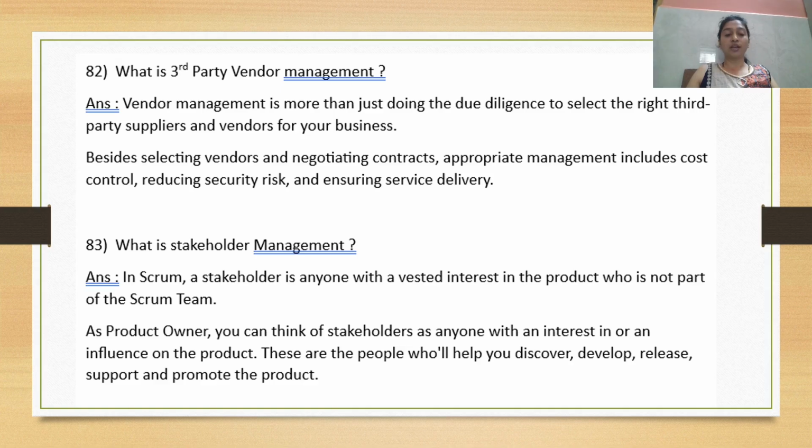The next one is stakeholder management. What is stakeholder management? This responsibility is taken care of by the project manager or the scrum master. In Scrum, a stakeholder is anyone with a vested interest in the product who is not part of the Scrum team. As a product owner, you can think of stakeholders as anyone with an interest in or an influence on that product. These are the people who will help you discover, develop, release, support, and promote the product.